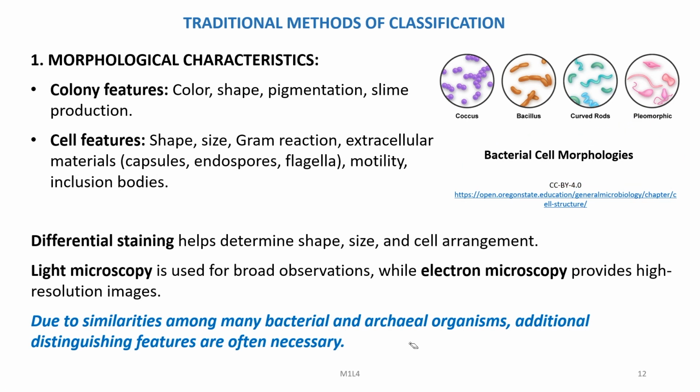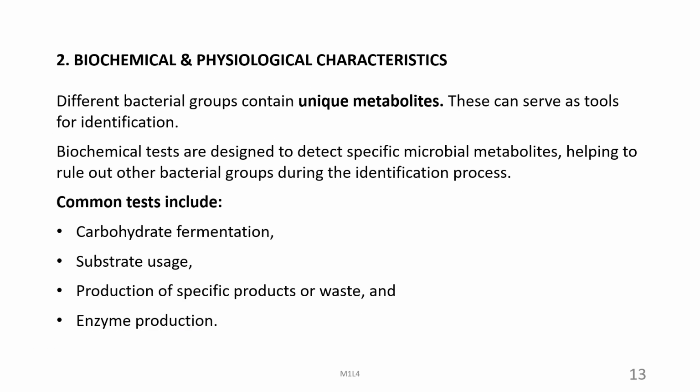Light microscopy is used for broad observations, while electron microscopy provides high resolution images. Due to similarities among many bacterial and archaeal organisms, additional distinguishing features are often necessary for resolution. Biochemical and physiological characteristics: different bacterial groups contain unique metabolites. These unique metabolites can serve as tools for identification and also classification.